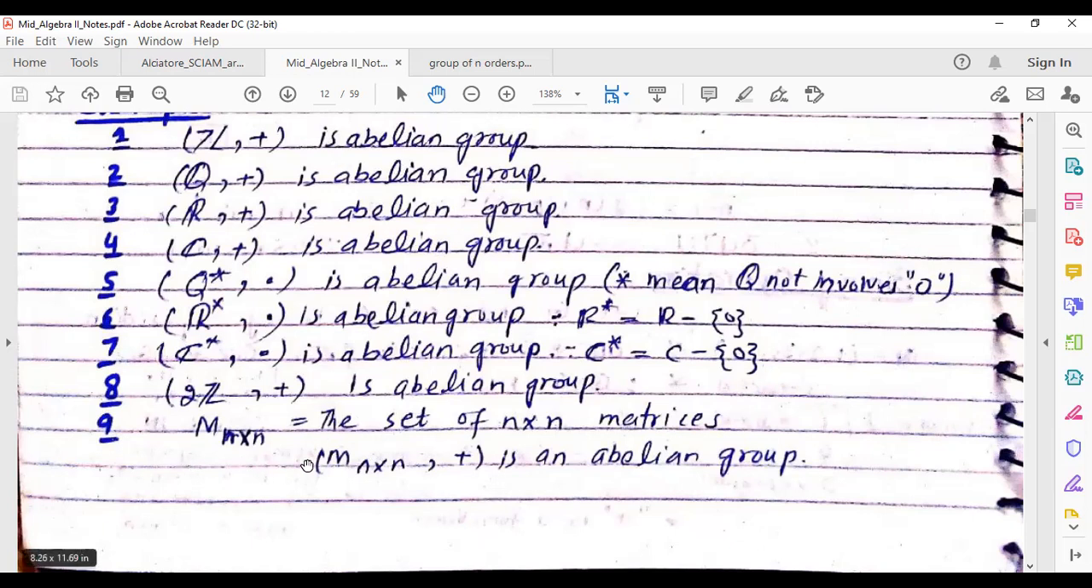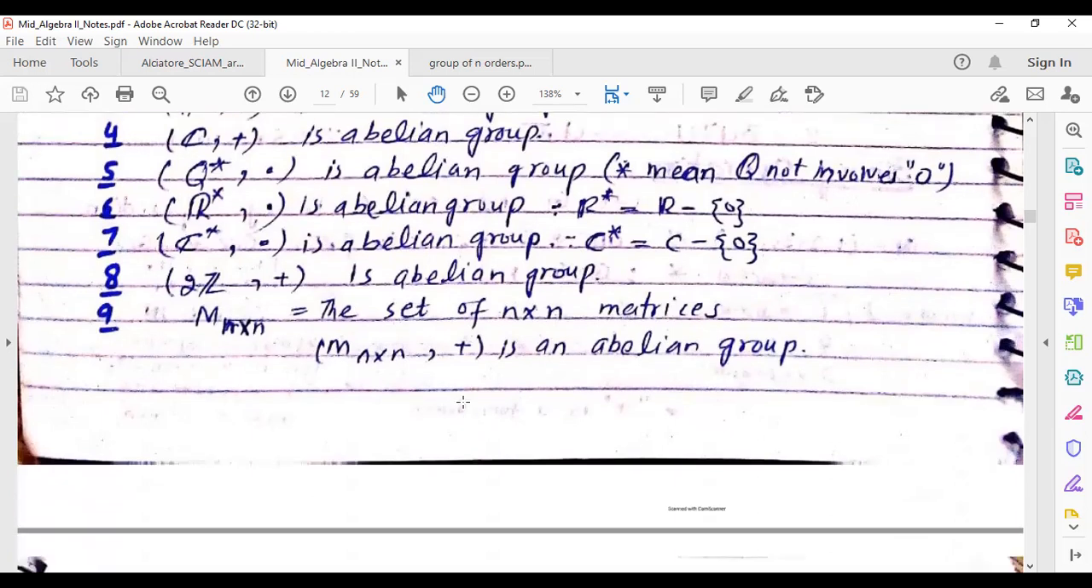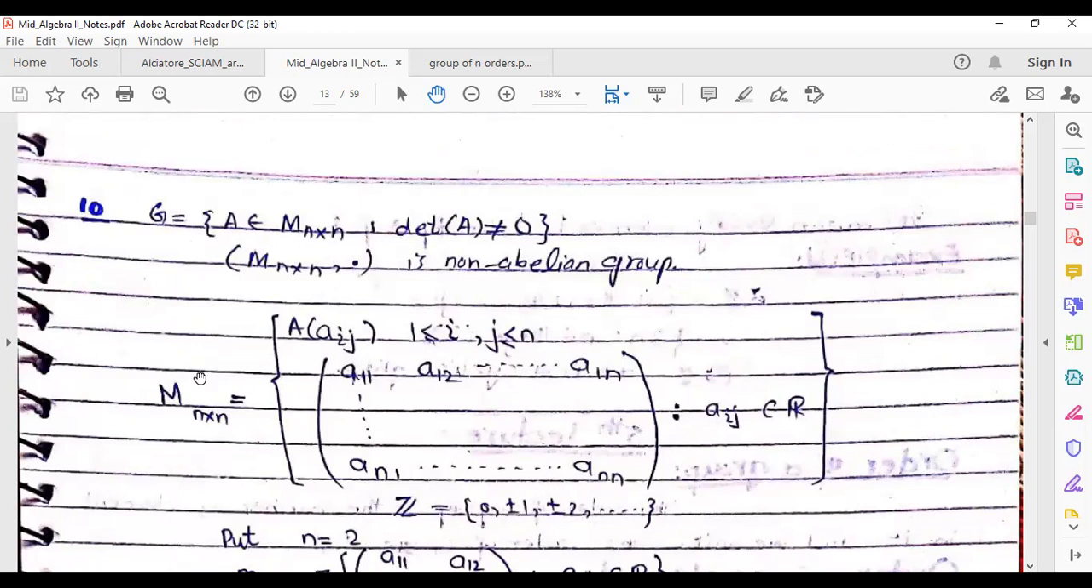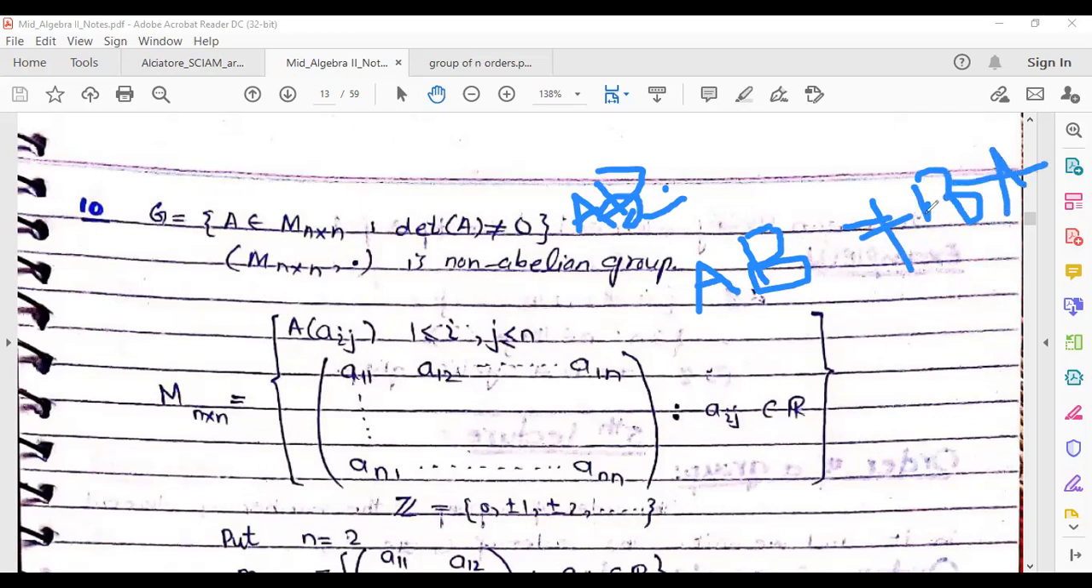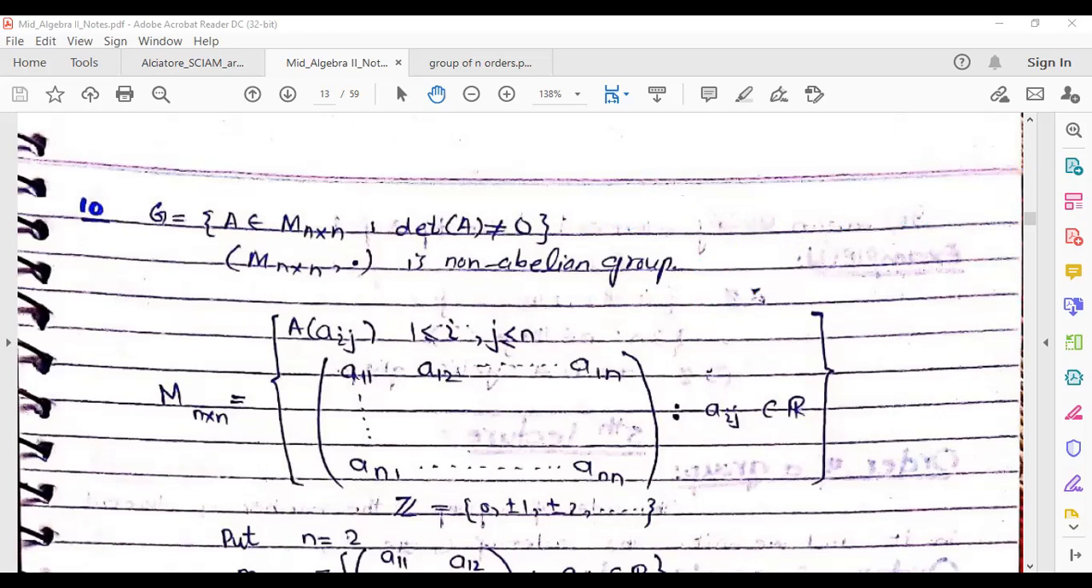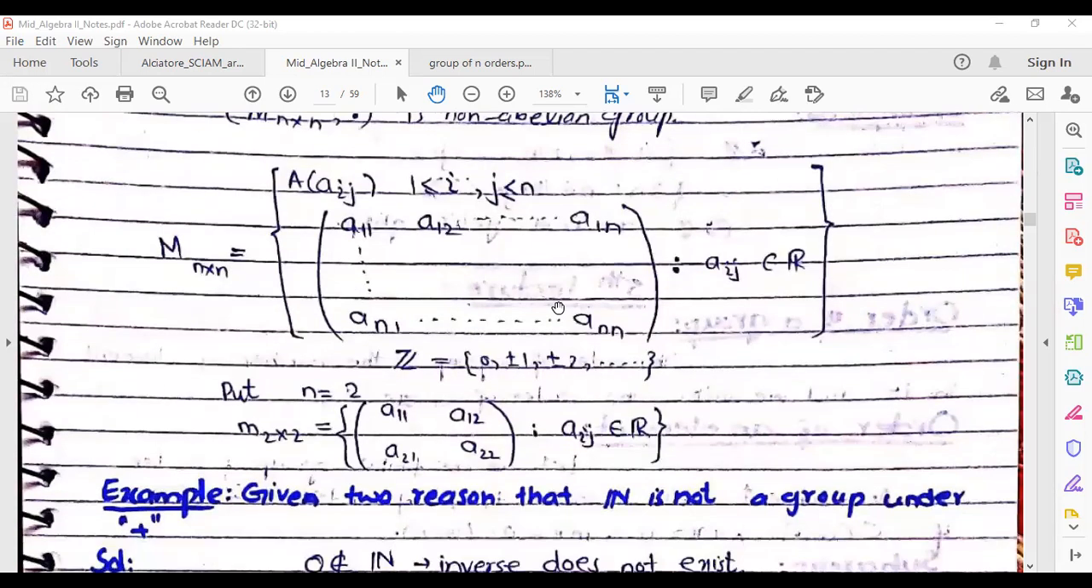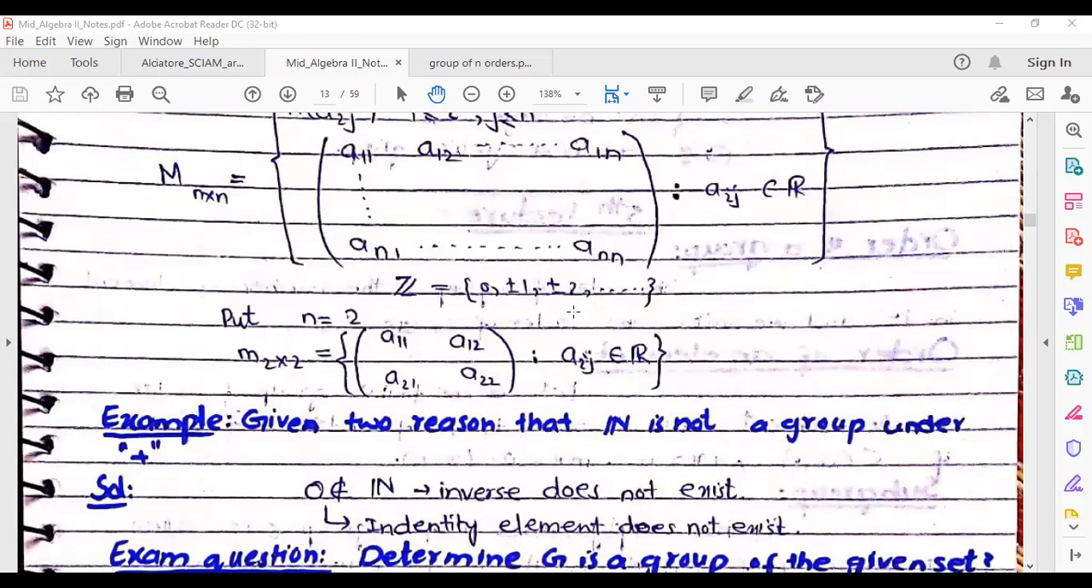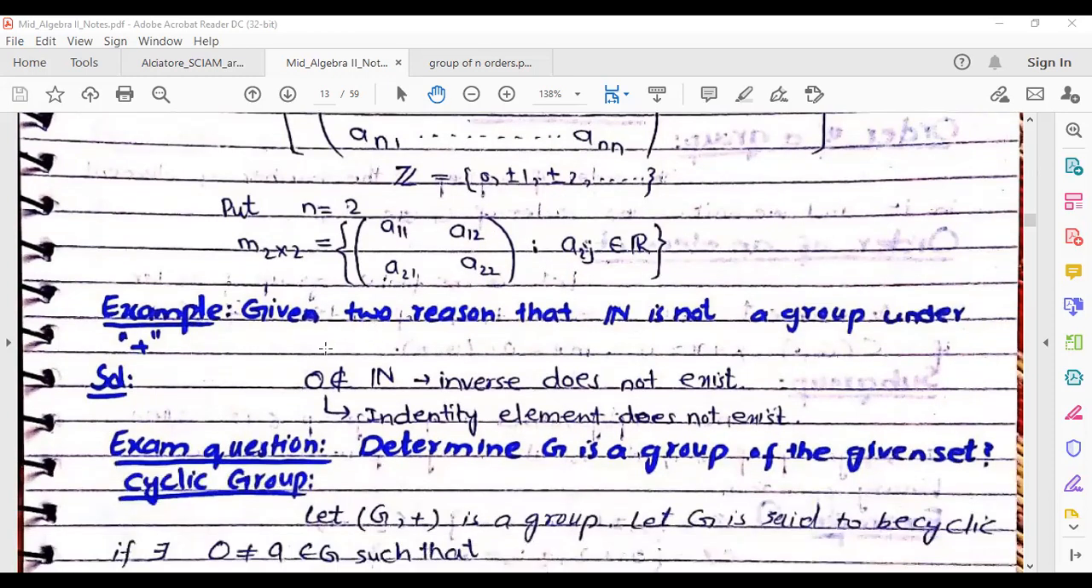That's why in example 9, I give one example which is a group, but not an abelian group. The set of matrices: if you have two matrices, matrix A and matrix B, then the multiplication of matrices is not commutative, because in general AB is not equal to BA. So the set of invertible matrices is a group, but it is a non-abelian group, because in an abelian group you have to satisfy the commutative property under the given binary operation.